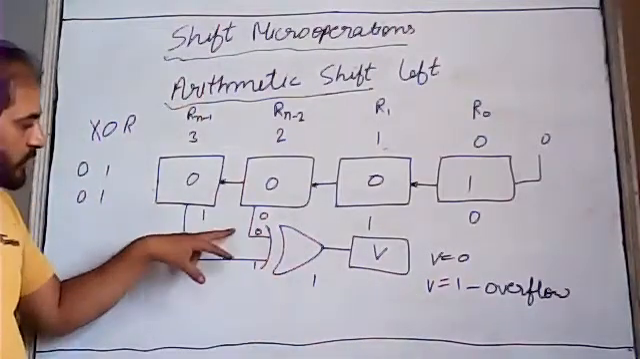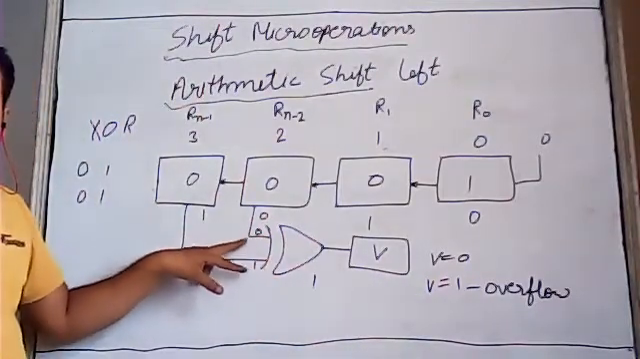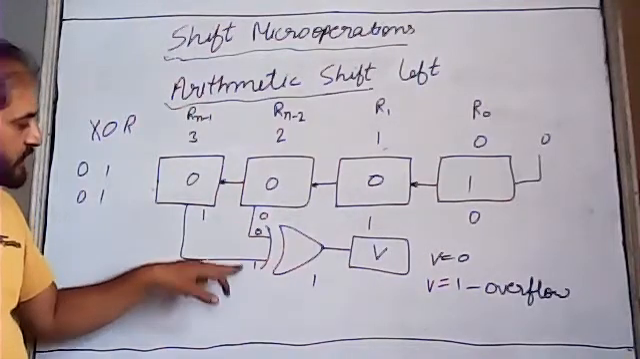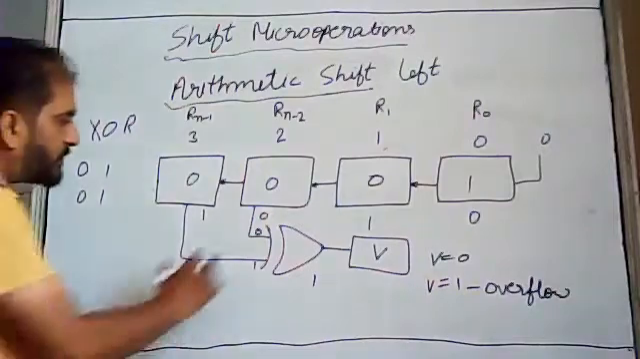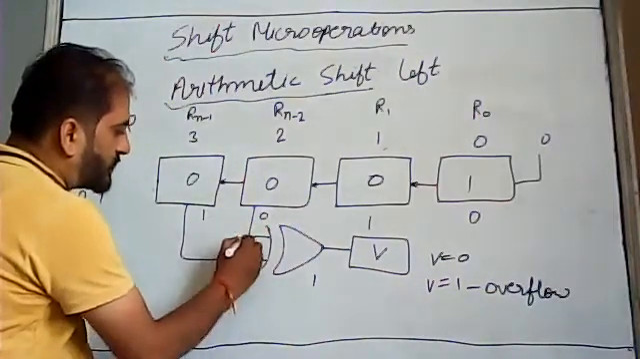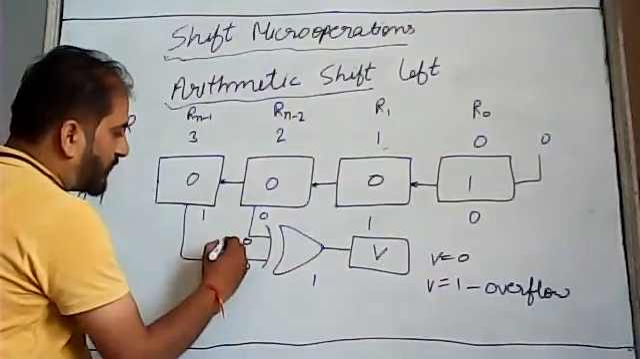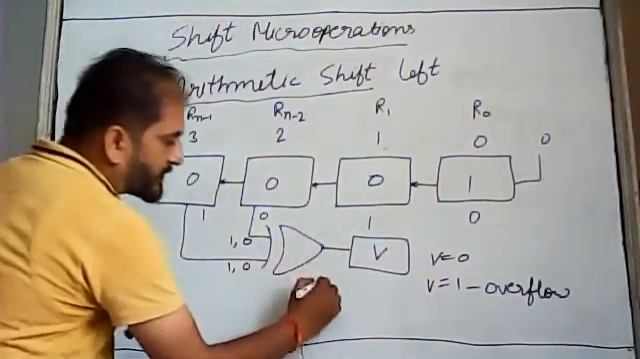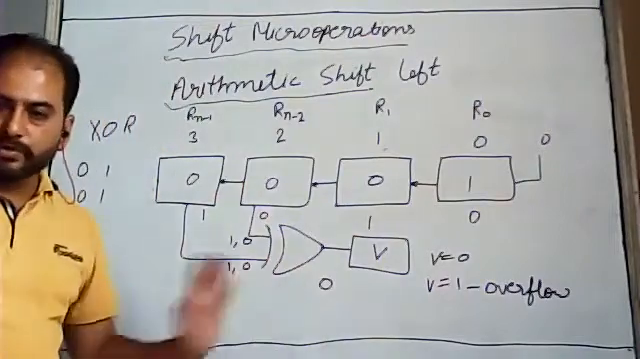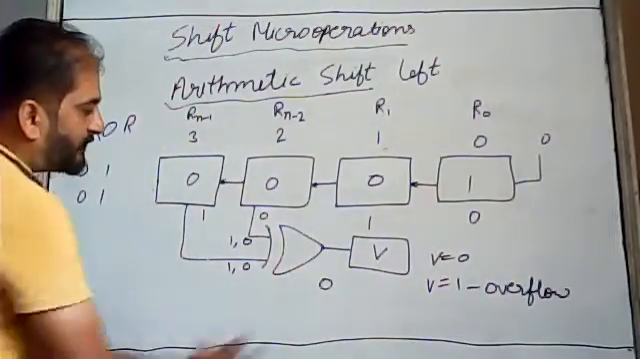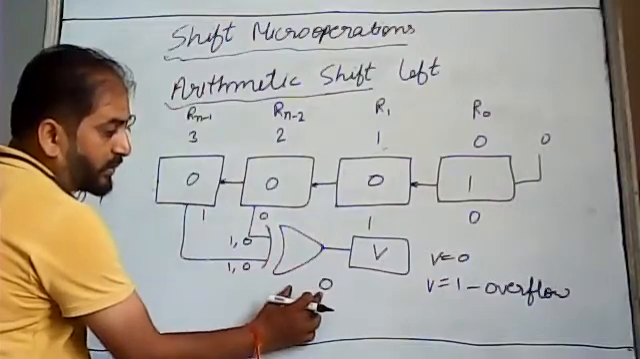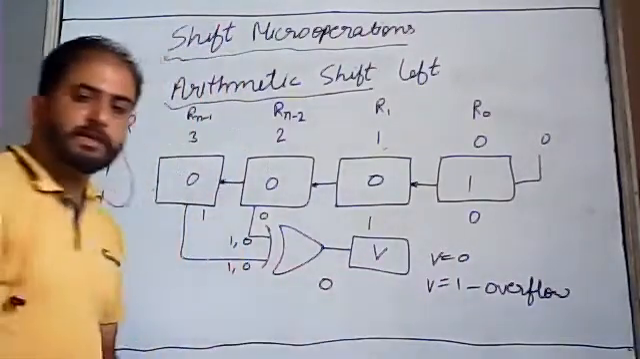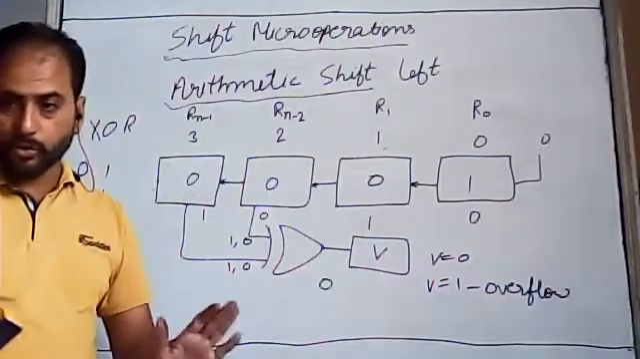If the input to the XOR gate is of the same bit, meaning 0, 0 or 1, 1, the output of the XOR gate is 0. The output of the XOR gate is stored in the V flip-flop. So if V is equal to 0, this means there is no overflow.